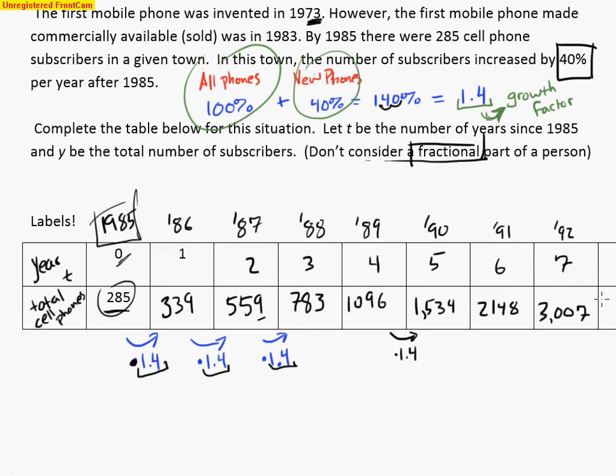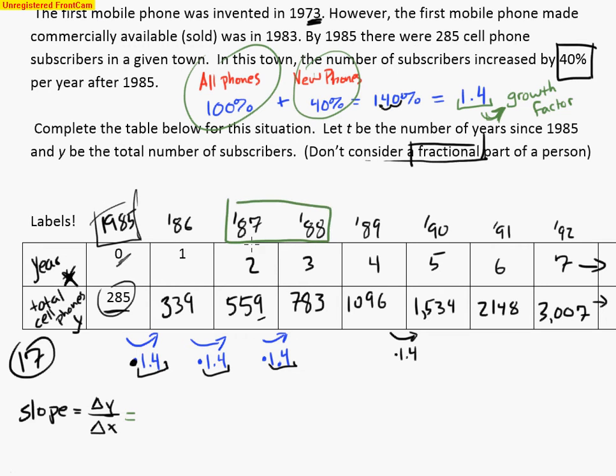We need to fill out the rest of this table. I don't have all the table here on the video, but you need to fill out the rest of the table for the problem. Now, if I want to answer problem number 17, 17 is asking about my slope. My slope is always going to be the change in y over the change in x. So these would be considered my x, and these would be considered my y. It actually asks for the slope between years 87 and 88. So I need to look at this change. That's a change of just 1. And then I need to look at this change.